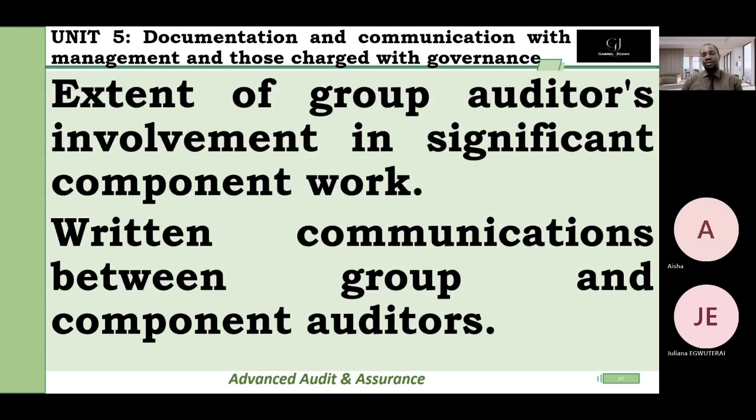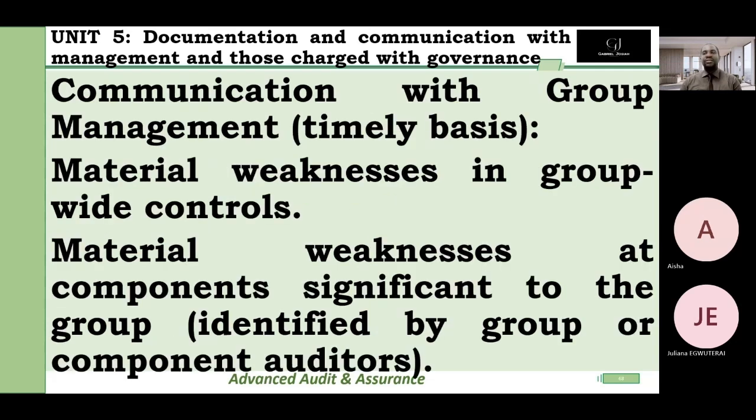So written communication between the group and the component auditors cannot be overemphasized. Written communication is key. Whatever transpires as correspondence between both auditors, group and component, it must be in writing. Take note of that. Documentation must be in writing. Also, communication with the group's management on a timely basis as issues arise must also be documented.